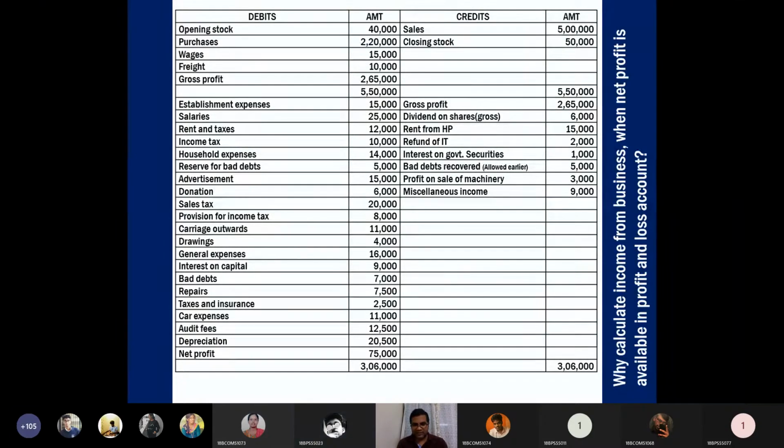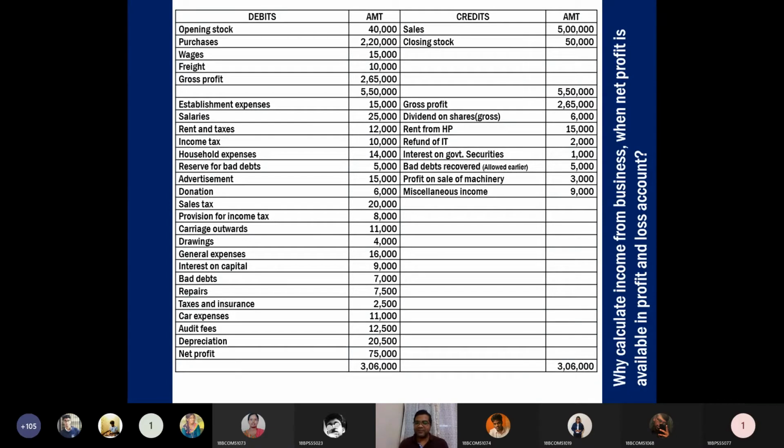Expenses. Rent from house properties. Okay, very good. Rent from house property. You guys are aware that we have a separate head of income for rent from house property, which is income from house property. So income from house property is a separate head of income for taxation purposes.